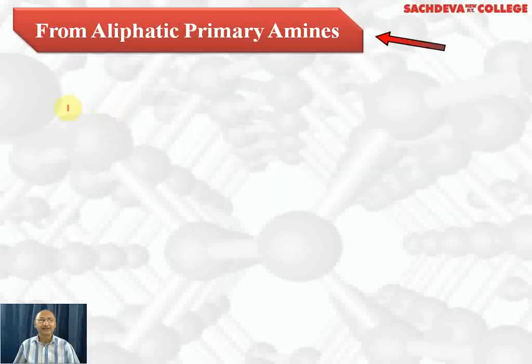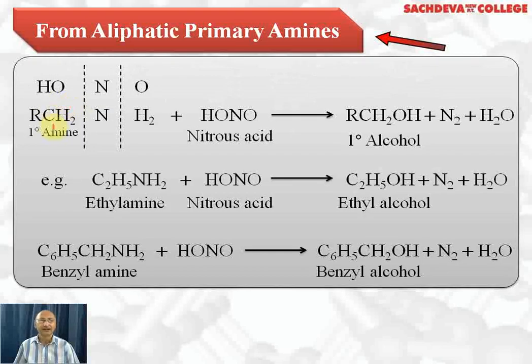From aliphatic primary amine we can get alcohols. Here aliphatic primary amine RCH2NH2 will be treated with nitrous acid. To remember the reaction, break the bond here and give oxygen to this hydrogen, nitrogen to the nitrogen, OH to RCH2. So you get RCH2OH plus nitrogen plus water. So by this method we can get primary alcohols.